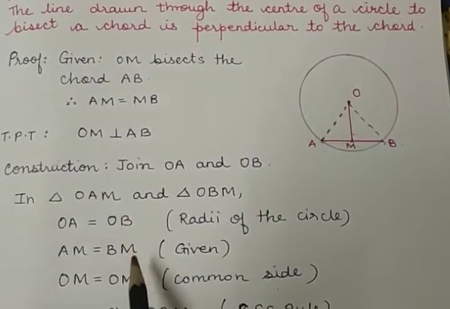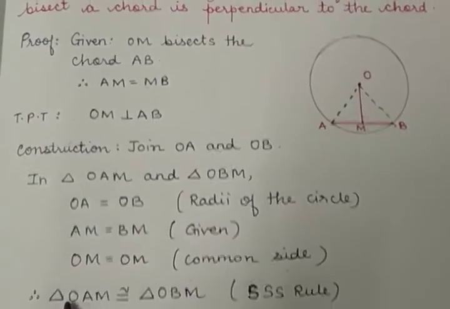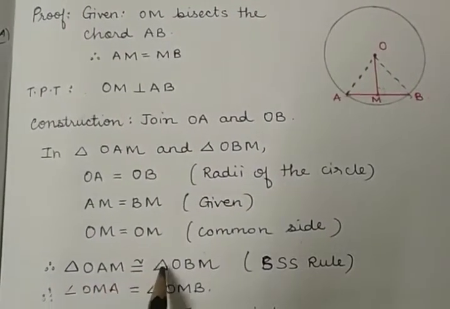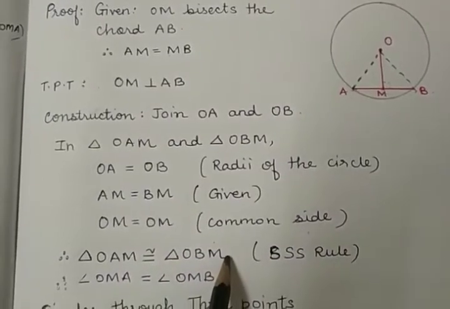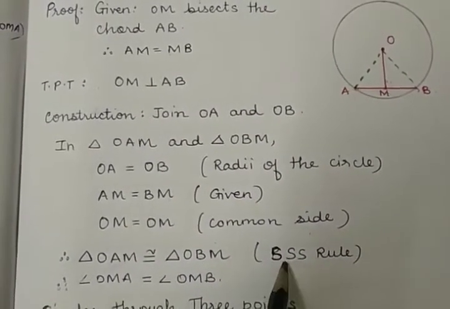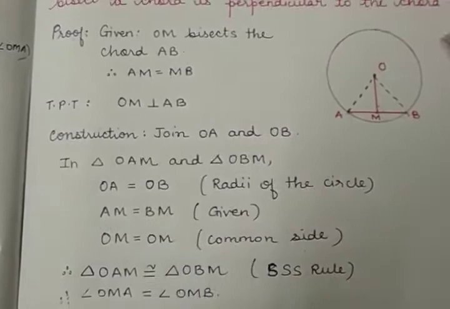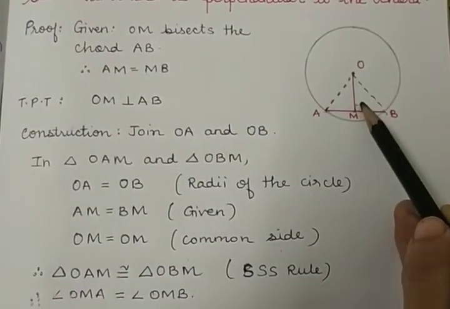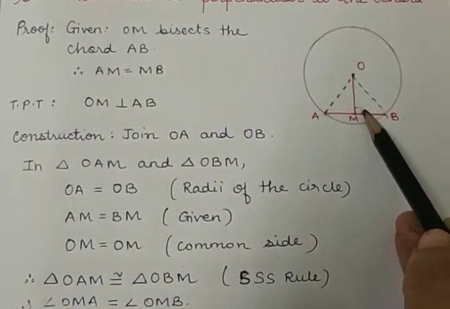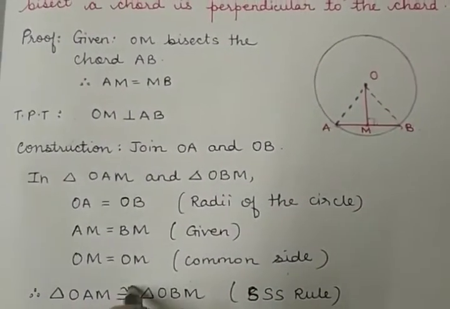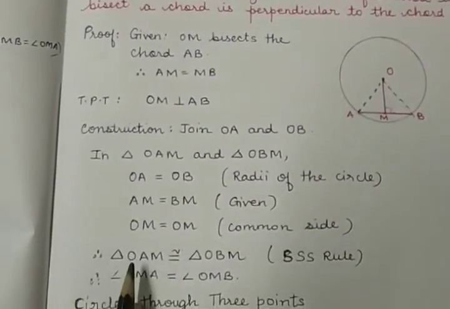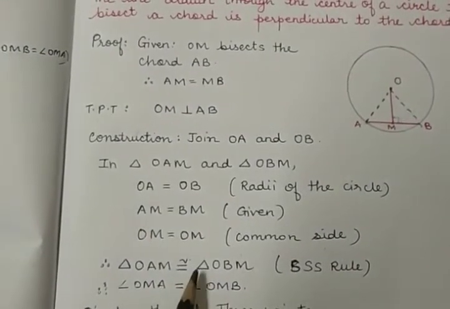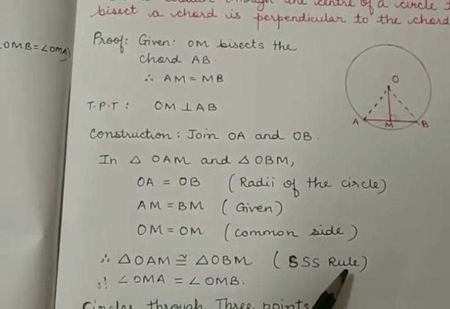Now I have got three conditions. So I can say triangle OAM is congruent to triangle OMB by what test or rule? SSS rule, because these are the three sides. This is not RHS rule because you don't know that this is a right angle. So it is just SSS rule. So you have got triangle OAM is congruent to triangle OBM by SSS rule.